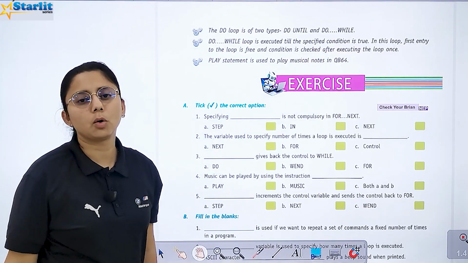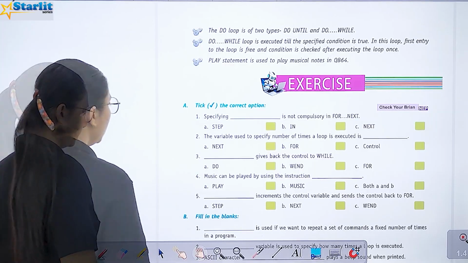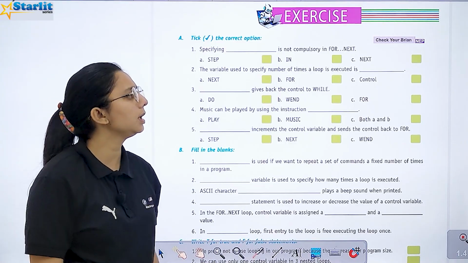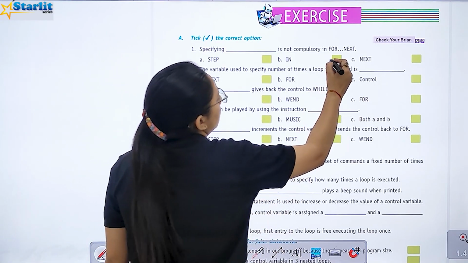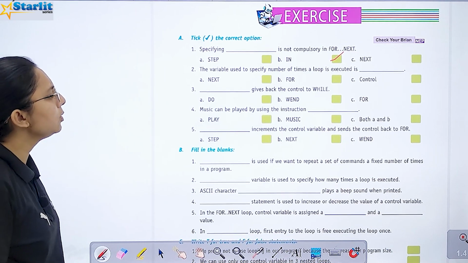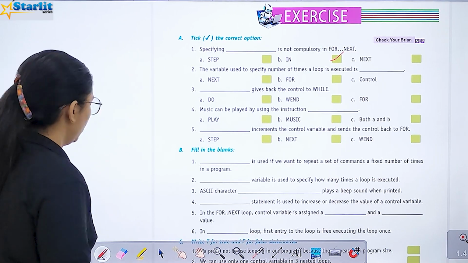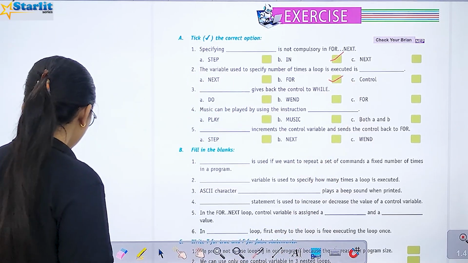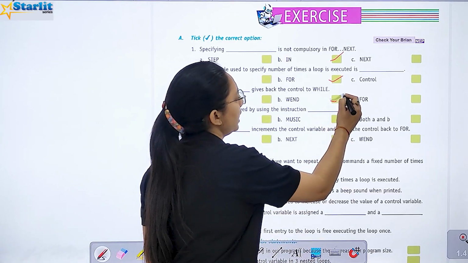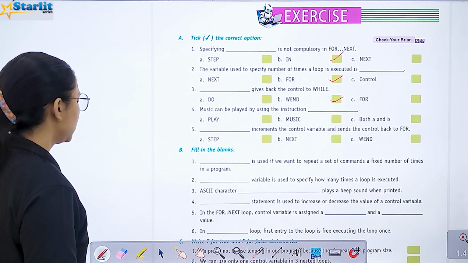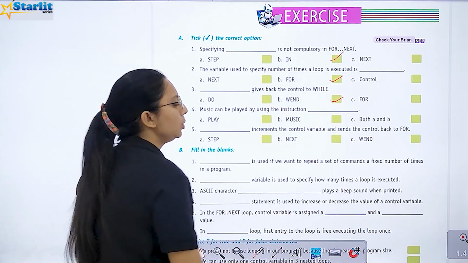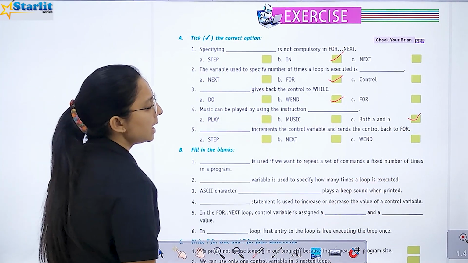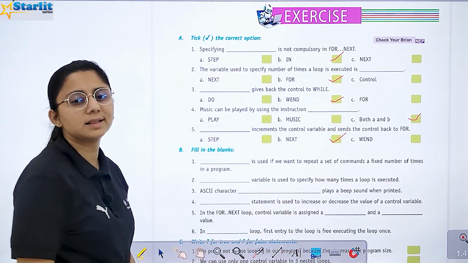Let's move to the exercise now. I will do the exercise of this chapter now. Let's start with take the correct option. Specifying step is not compulsory in for next. The variable used to specify the number of times a loop is executed is, that is for. Dash gives the control to while, that is wend. Music can be played by using the instruction play, music, or both A and B. Dash increments the control variable and sends the control back to for, that is next.